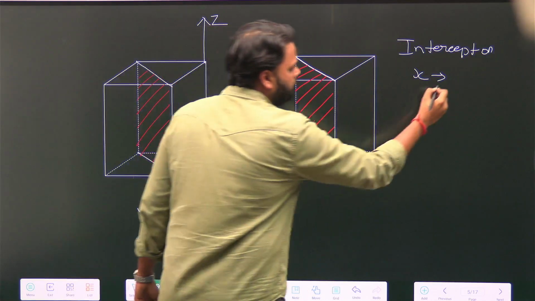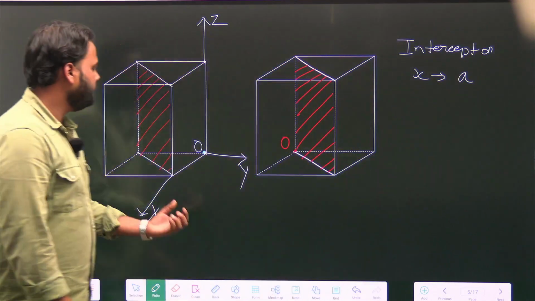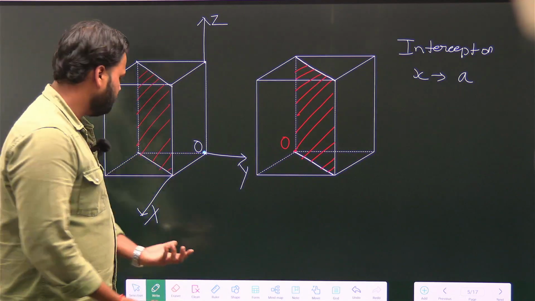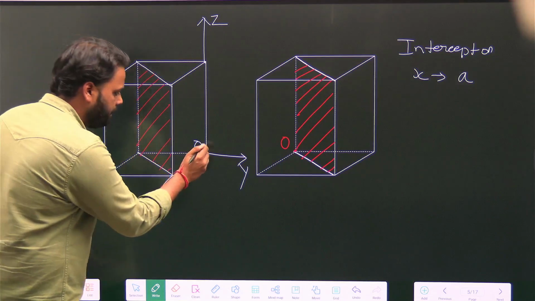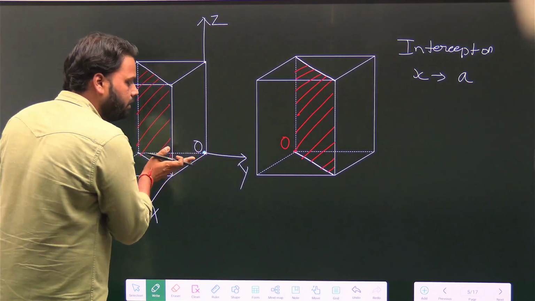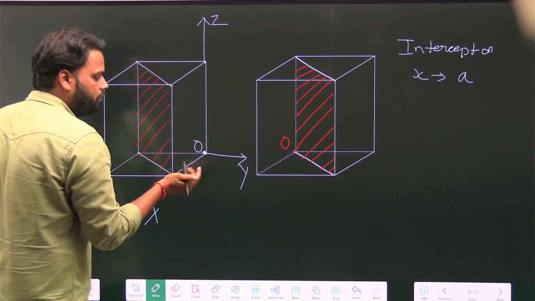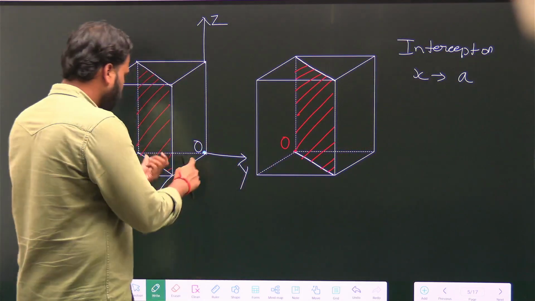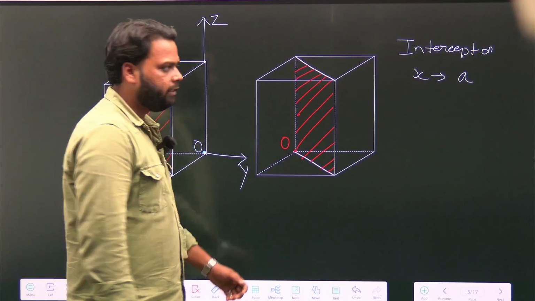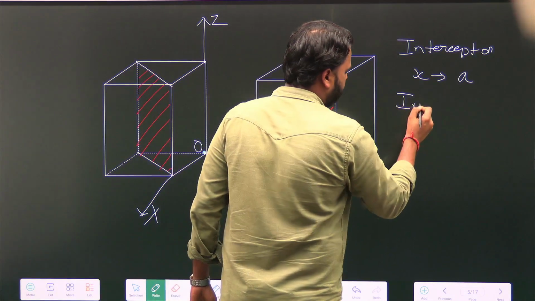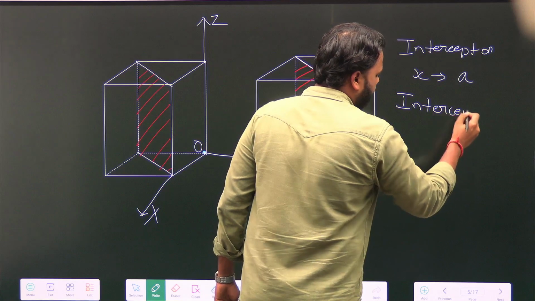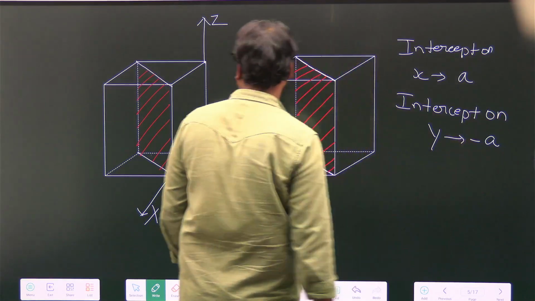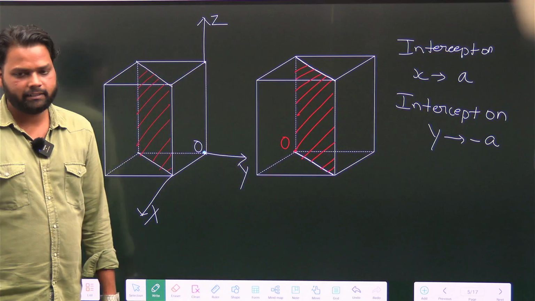a. Okay. What is the intercept on y axis? Minus a. वाई एक्सिस को कहां पर कट कर रहा है भाई? अगर ये हमारा origin हो गया, if it is our origin, then this will be our forward x direction, this will be our forward y direction, this will be our negative y direction. So it will cut the y axis at minus a. So the intercept on y at minus a. Where it is cutting the z?